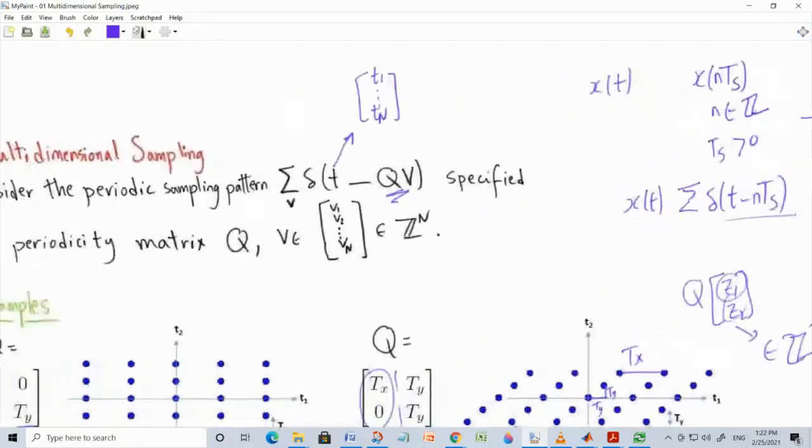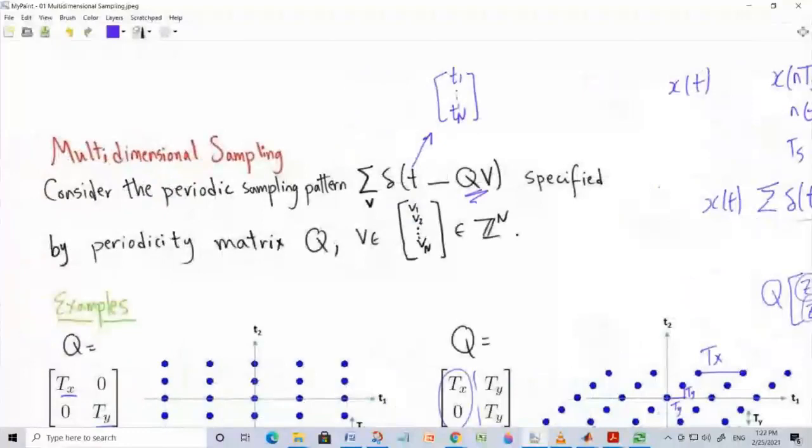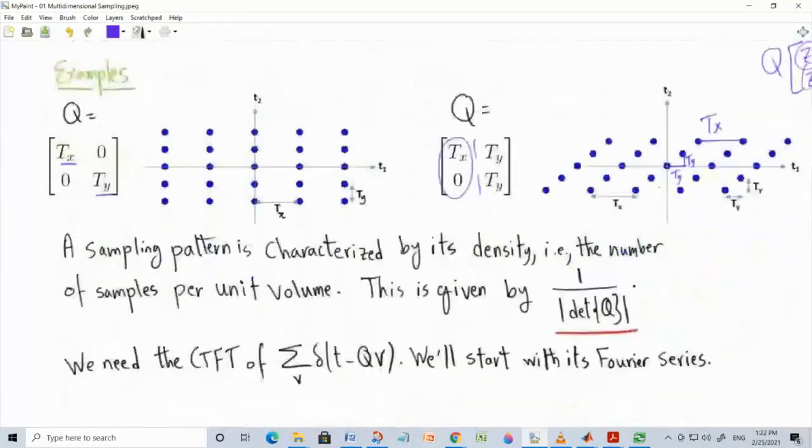Okay, so in multiple dimensions, what is the thing that is like 1 over Ts? It is 1 over the absolute value of the determinant of Q. Okay, and the reason is what I said in the previous lecture. Basically, the absolute determinant is the volume of the fundamental polytope, parallelotope or parallelepiped, and so basically you take a sample every fundamental set. Okay, so basically it's 1 over the absolute determinant.